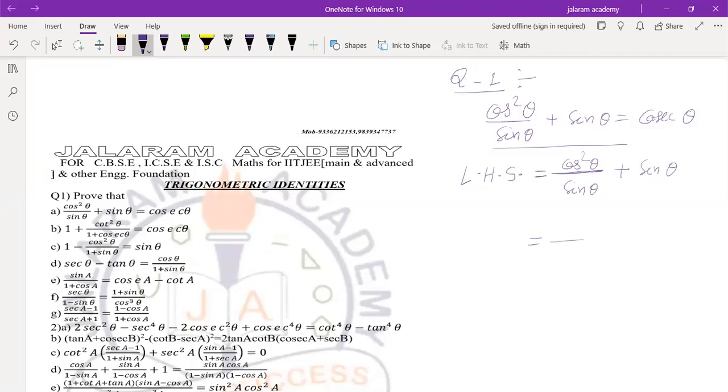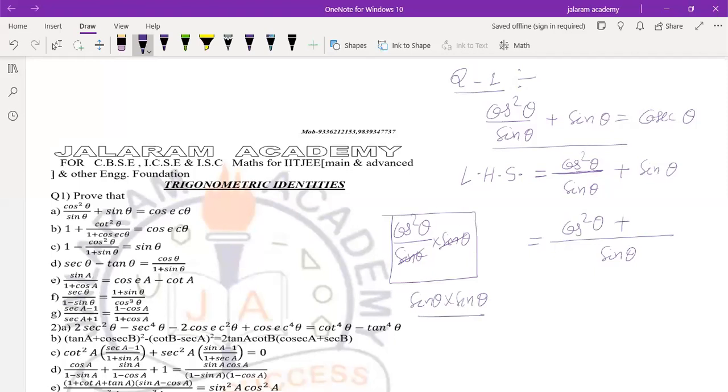Now if we take the LCM of the denominators, the denominator of cos square theta by sin theta is sin theta, and the denominator of sin theta is 1 only. When there is no denominator, it is 1. So the LCM of sin theta and 1 is sin theta. Now we multiply the first fraction, cos square theta upon sin theta, by the LCM sin theta. This is rough work; you are not to write this. Sin theta cancels out. So the first term of the numerator is cos square theta plus the second term.